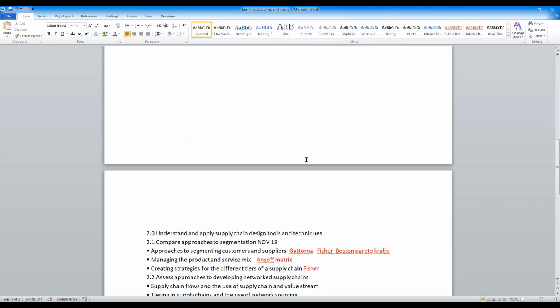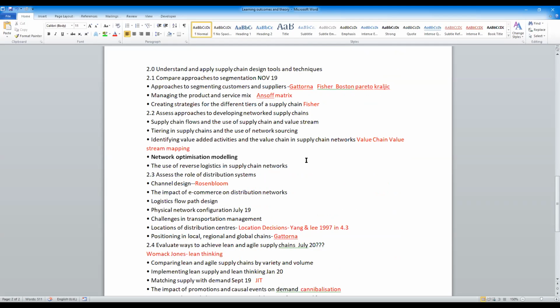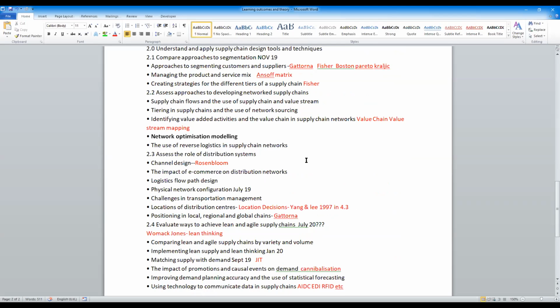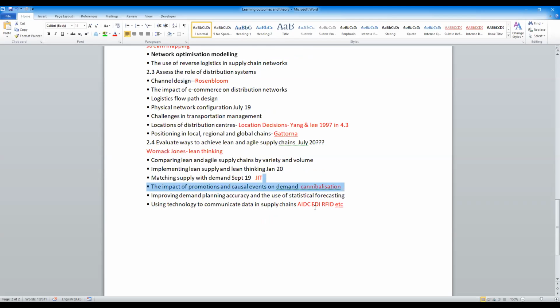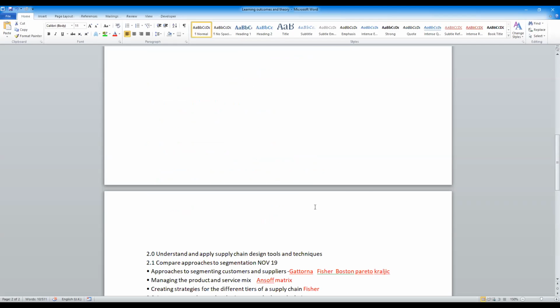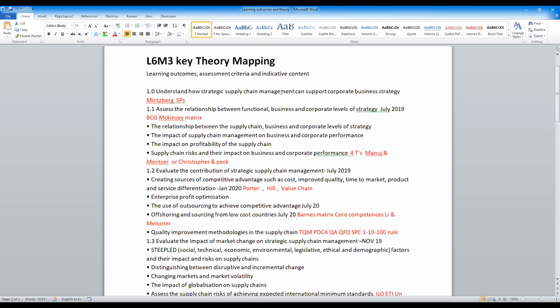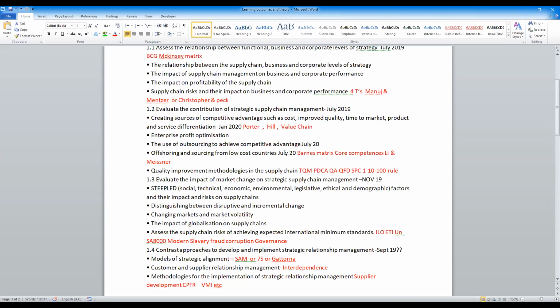I've done it for learning outcome 2 as well, and there's less of it. As you can see, I won't read all those. But you can see Gatona comes again, Ansoff, channel design, there's one. Location, Yang and Lee, not Yin and Yang. Womack and Jones, cannibalization. That would work for me. Little notes on key theories like that, just to sort of focus my mind on what I was going to talk about. I don't know if that's any use, but that was a very high level view of what we might do.